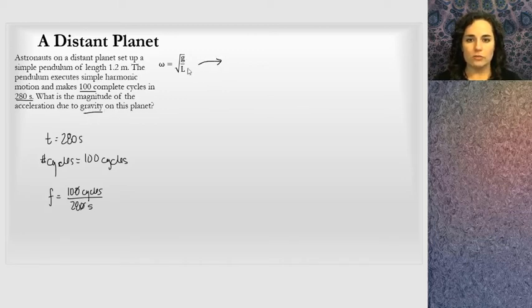So I'm going to solve this equation for gravity. I'm going to have to square both sides and then move L. So I get the gravity on the planet is omega squared times L. I can plug in what I know about omega for simple harmonic motion. Omega will be 2 pi times the frequency. I will have to square that whole term and multiply by the length.